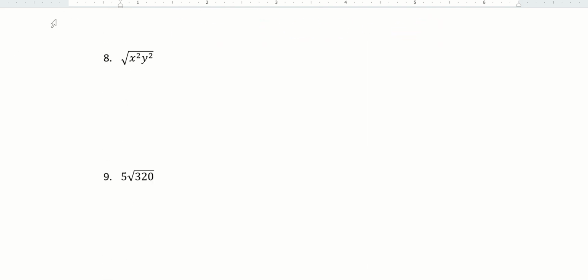Okay, square root of x squared y squared. Well, we can separate that out and say the square root of x squared times the square root of y squared. Square root of x squared is x. Square root of y squared is y. So that would be our answer.